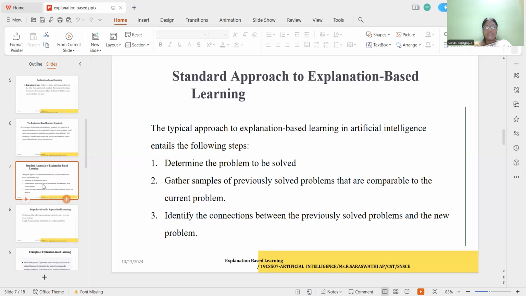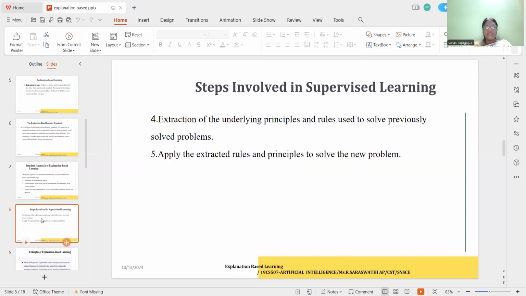First one is determine the problem to be solved. Gather samples of previously solved problems that are comparable to the current problem. Identify the correlations between the previously solved problems and the new problem. Extract the underlying principles and rules used to solve the previously solved problems. Apply the extracted rules and principles to solve the new problem.